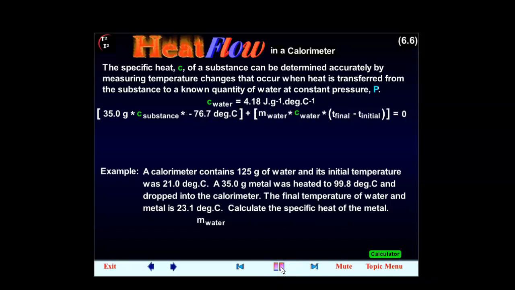Mass of water equals 125 grams. The specific heat of water is 4.18 joules per gram per degree Celsius. Delta T equals T final, 23.1 degrees Celsius, minus T initial, 21.0 degrees Celsius, equals 2.1 degrees Celsius.